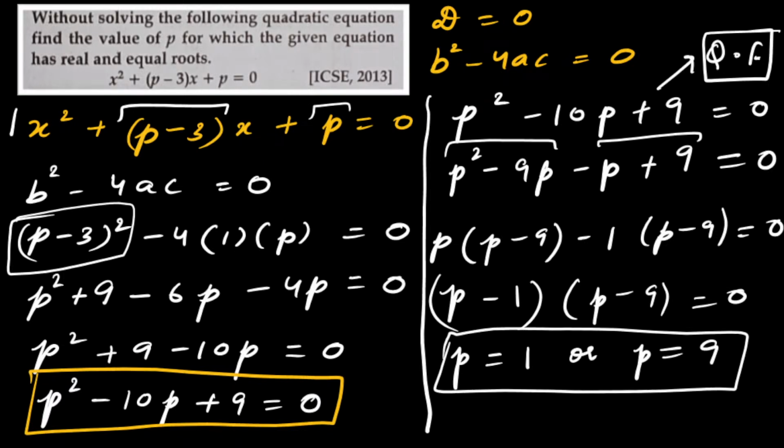So I hope this is clear to us. I know many students find factorization very difficult. I have seen it. So for those students, I will recommend you to use the quadratic formula and solve for the values of p. Let us do the next question. The next question is also of similar type. This will be the last question of today's class, and the next question I will be giving to you for practice.